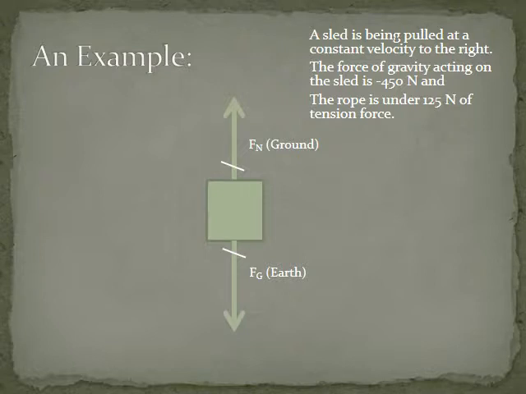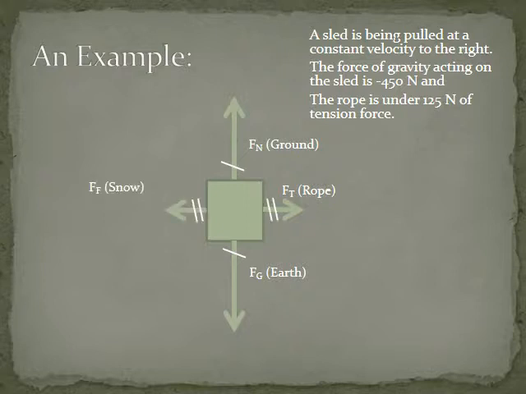Then I'm going to put in a normal force upwards from the ground, and I'm going to indicate that I know those two forces are equal to each other because it's balanced, because the sled is not speeding up or slowing down up and down. Then I'm going to put in force of tension from the rope, and that's going to be to the right, so we're pulling that sled to the right.